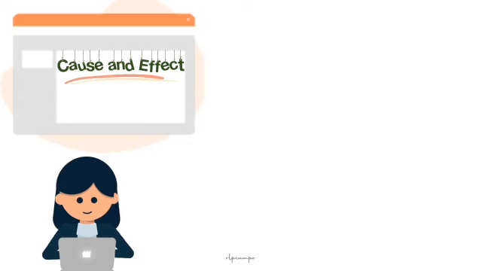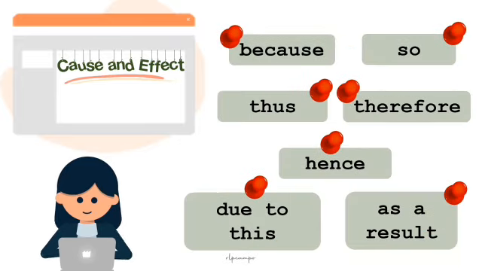The last category is cause and effect. Cause and effect is a relationship between events or things where one is a result of the other. This is a combination of action and reaction. Keywords in this category include because, so, thus, therefore, hence, due to this, and as a result.